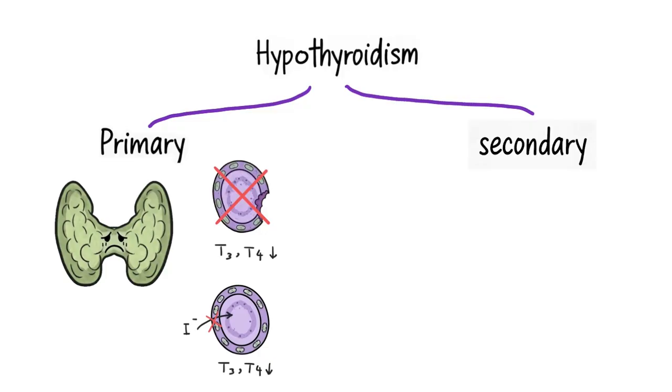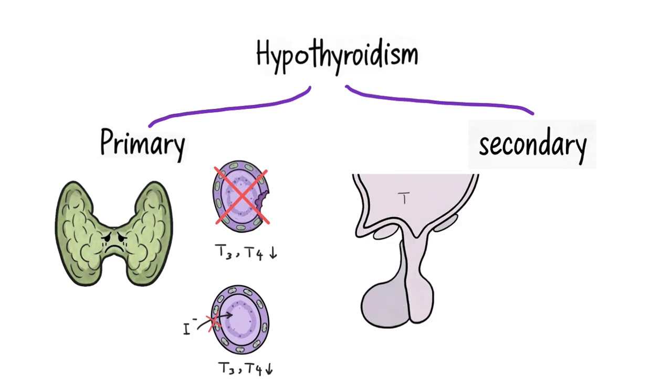Now here's an important point. In both situations, since thyroid hormone levels drop, the body tries to compensate through a negative feedback mechanism. As a result, TRH secretion from the hypothalamus increases, followed by an increase in TSH secretion from the pituitary gland in order to stimulate the thyroid more.